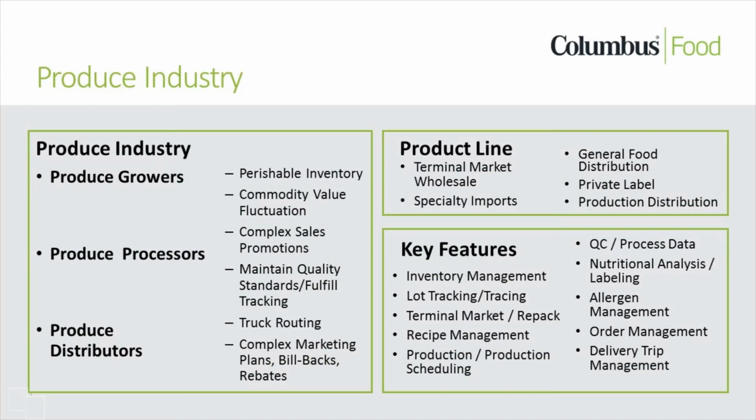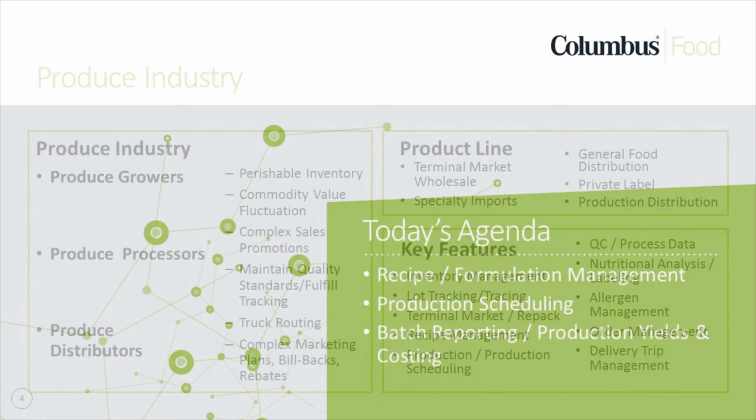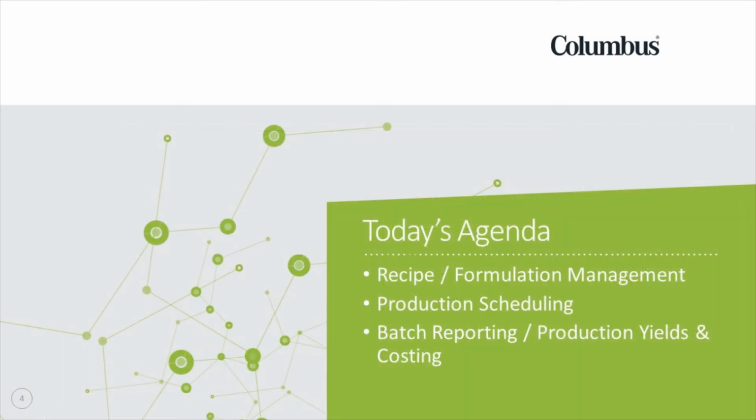For many years, Columbus has worked with various types of produce growers, processors, and/or distributors and their product lines. Columbus has the solution, experience, and support to meet these fresh produce businesses' unique ERP system challenges. This specific video highlights Columbus's recipe management, batch scheduling, and production reporting and recording.